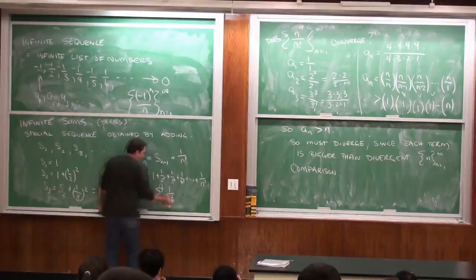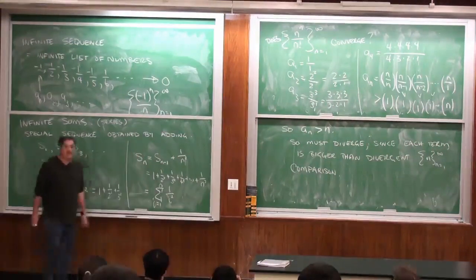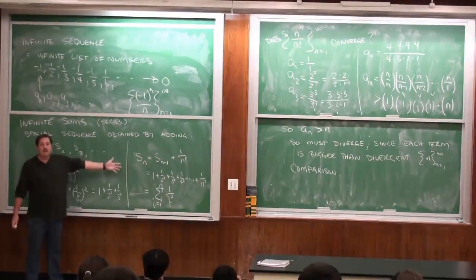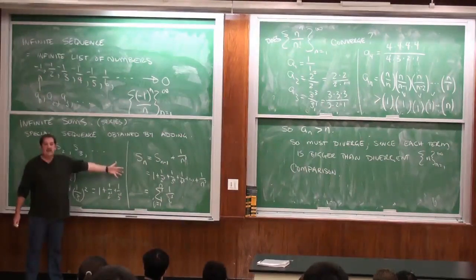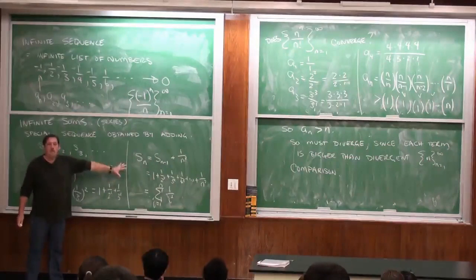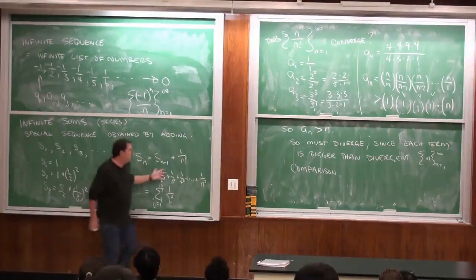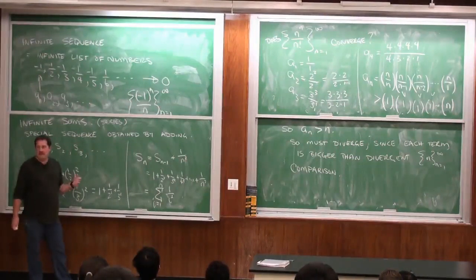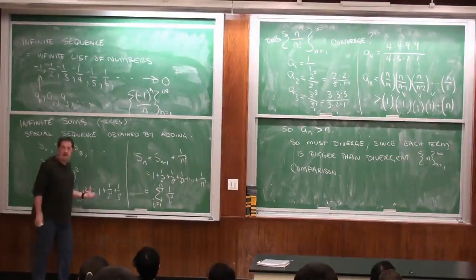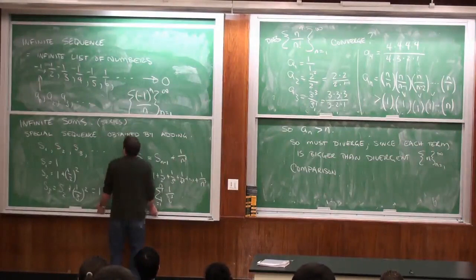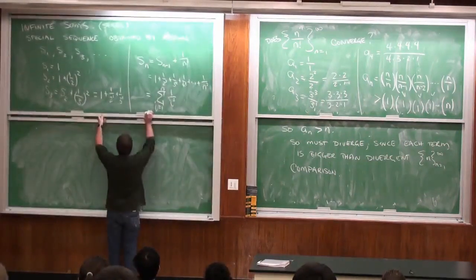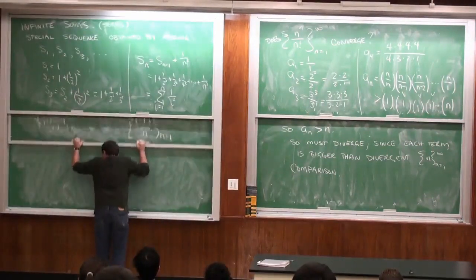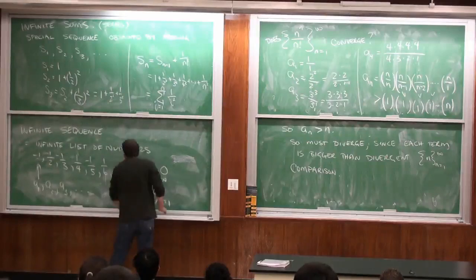Okay, so this makes sense. But what we don't yet know is how to make sense of whether this is a number or not as n gets large. As n goes to infinity, does this have a limit or not? And that's one of the central points of what we're going to do for the next while in this class.